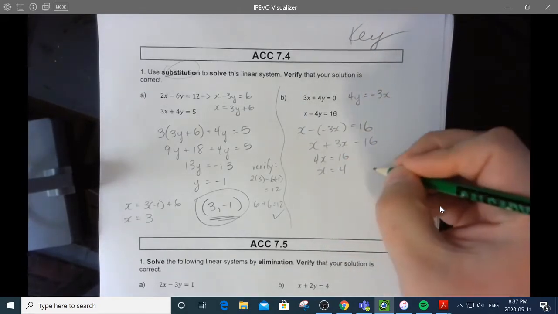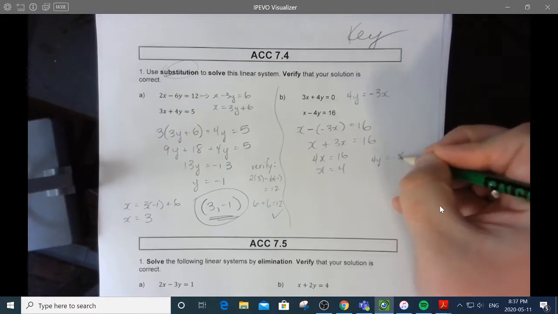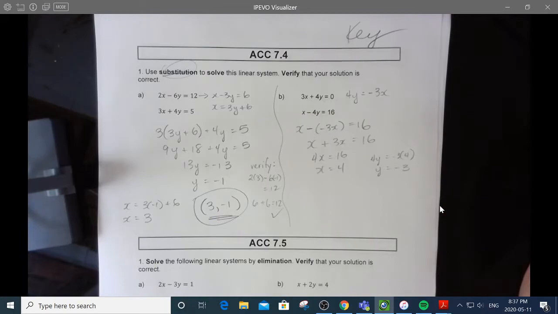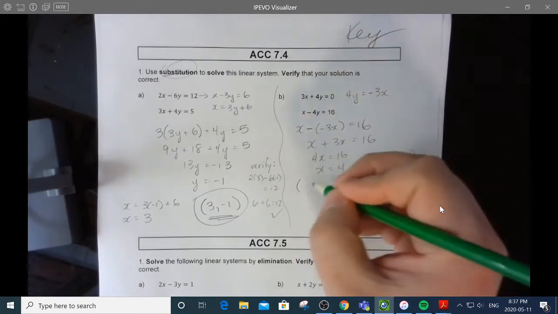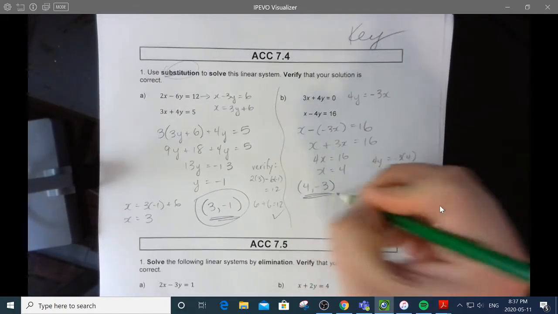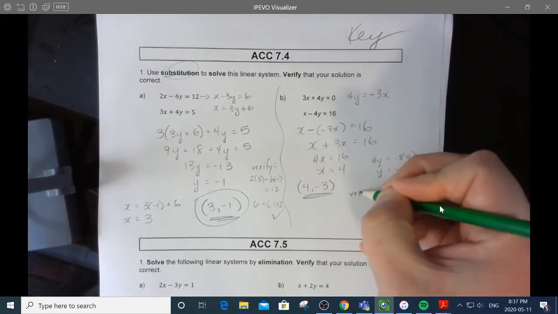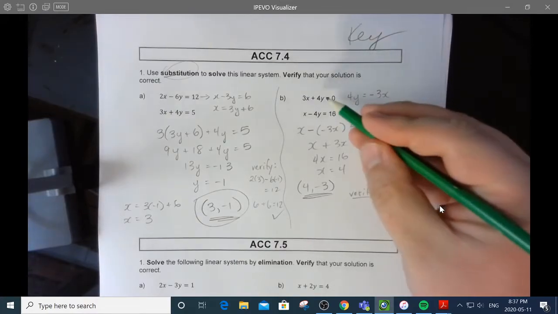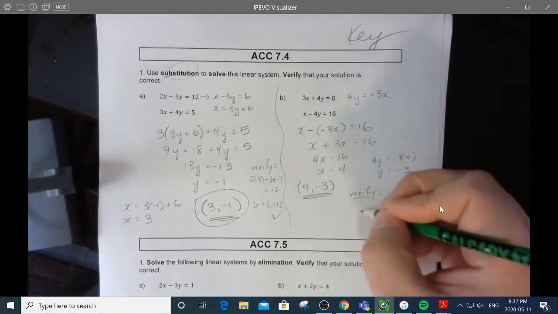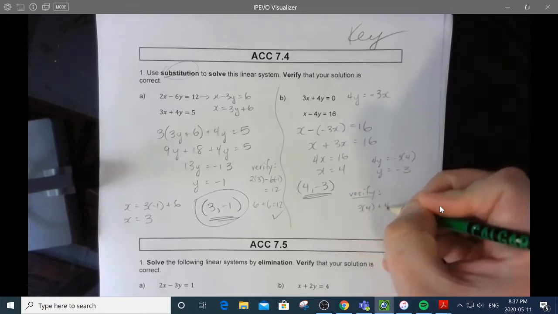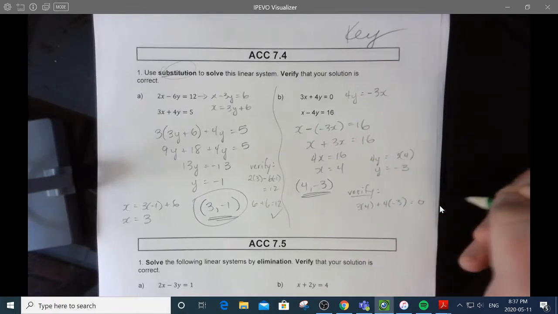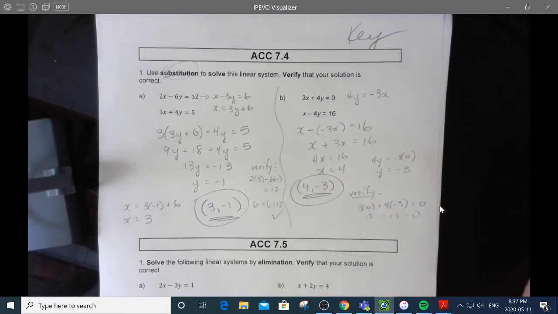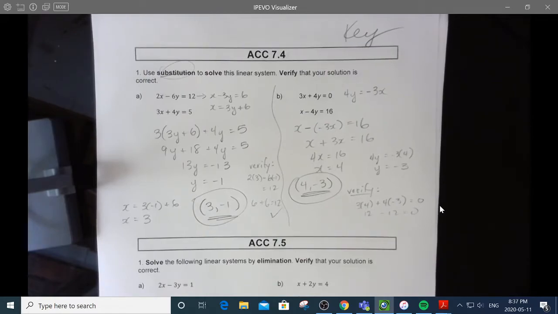And then if x is equal to 4, then 4y is equal to negative 3 times 4. So y would be equal to negative 3 when I divide both sides by 4. So that's my answer. My answer is (4, negative 3). Let's verify that that is correct. I worked with this equation, so I'll go plug them into that equation. So 3 times 4 plus 4 times negative 3 had better equal 0, and as you can see it does. 12 minus 12 is definitely 0. So we got this. All right, so there's substituting.